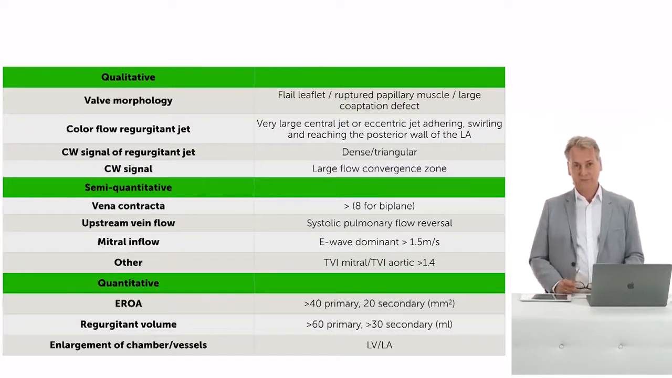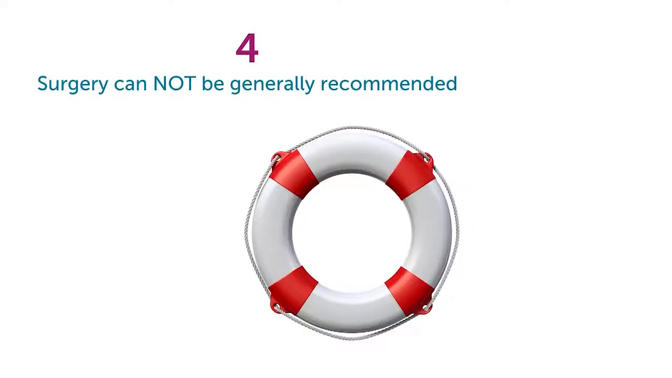Rule number 4. Surgery cannot generally be recommended in patients with functional or secondary mitral regurgitation. And there's a reason for this. The prognosis of this patient cannot be improved. There's no evidence that we truly help the patients. But we have an option in these patients as well, especially if left ventricular function is very poor and they have a high surgical risk.